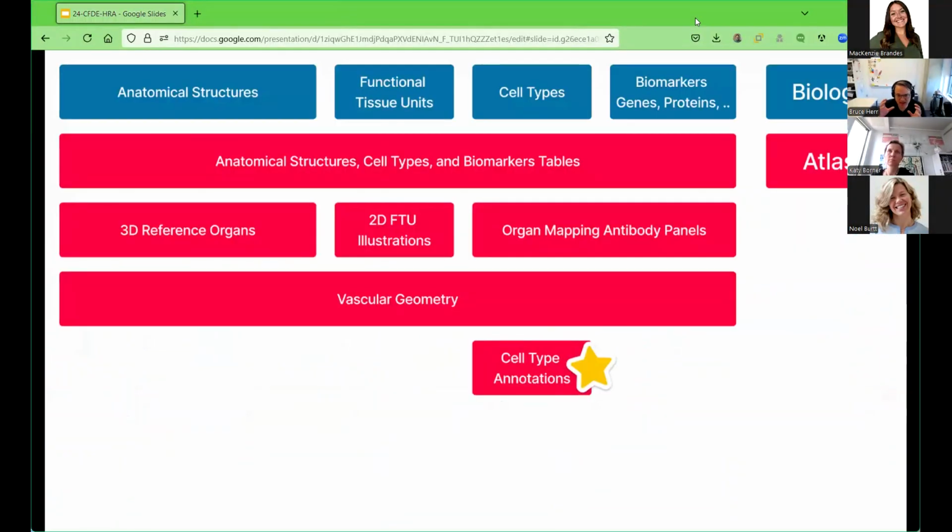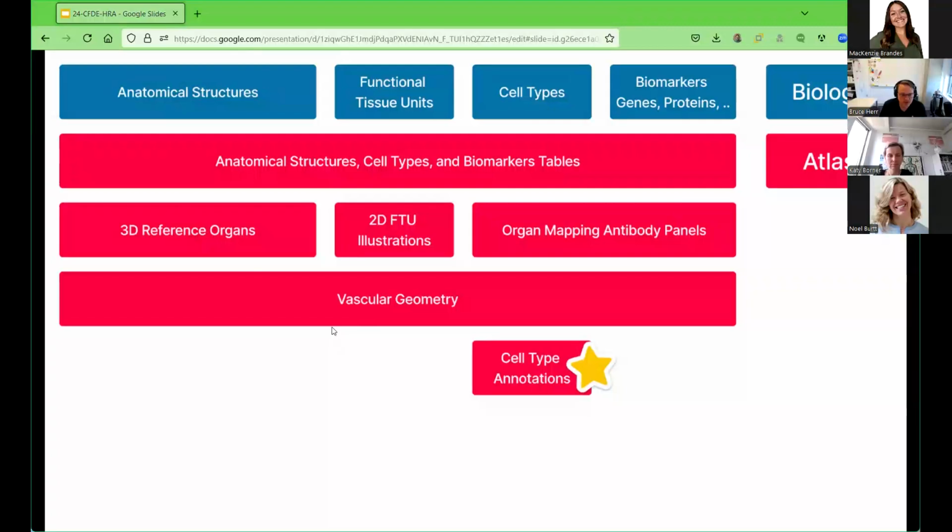And then in the core atlas, we define anatomical structures, cell types, and biomarkers in these ASCT plus B tables. The 3D reference organs provide 3D models of the anatomical structure. The 2D FTUs provide 2D illustrations of these functional tissue units. HuBMAPs provide an algorithm, a method by which you can process data and annotate your experimental data with cell types and biomarkers.